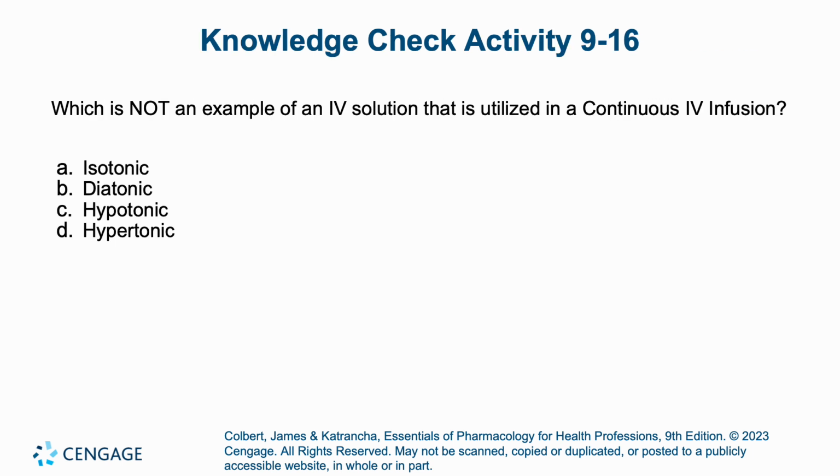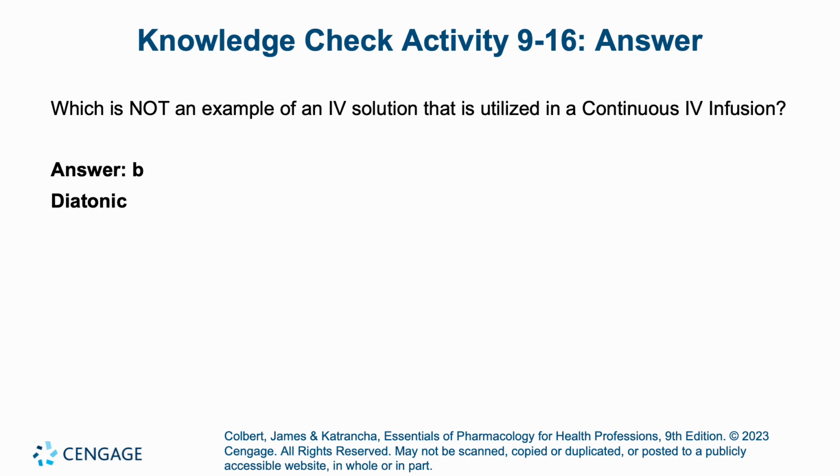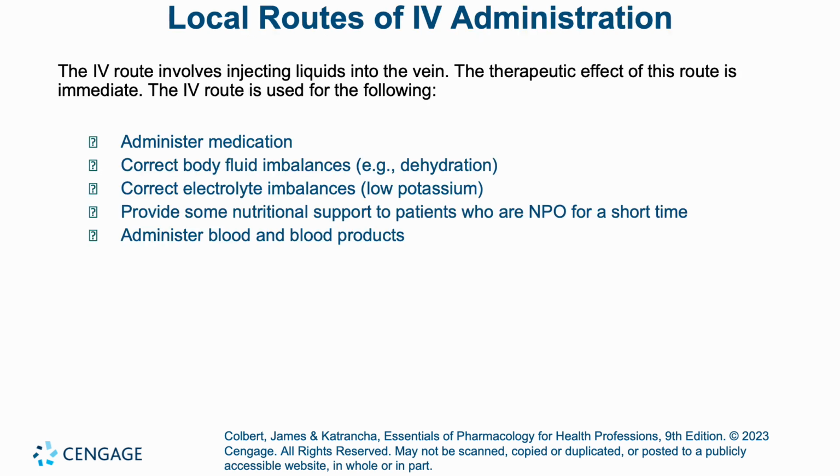Knowledge check. Which is not an example of an IV solution that is utilized in a continuous IV infusion? A. Isotonic, B. Diatonic, C. Hypotonic, and D. Hypertonic. The answer is B. Diatonic.